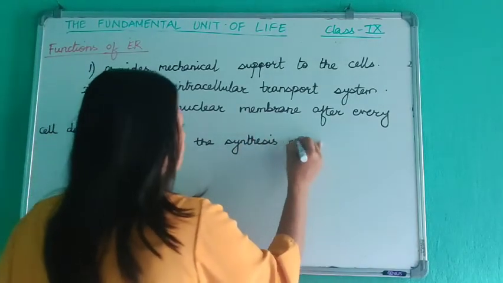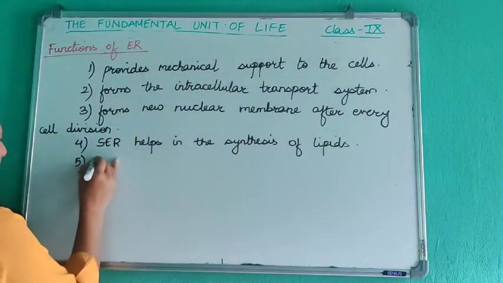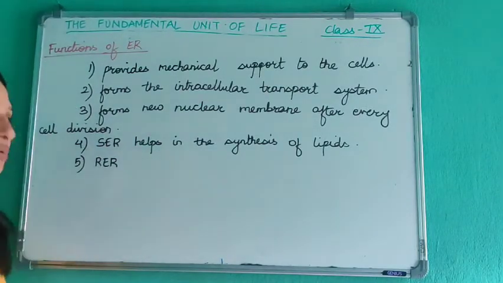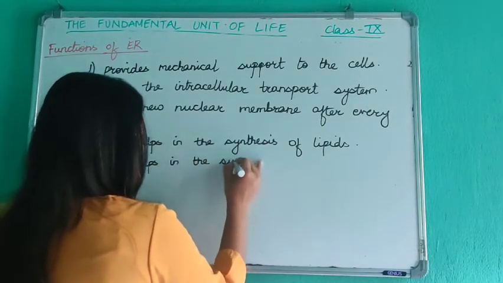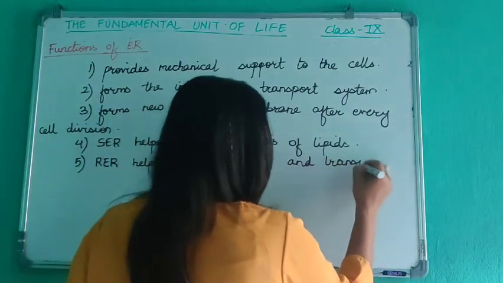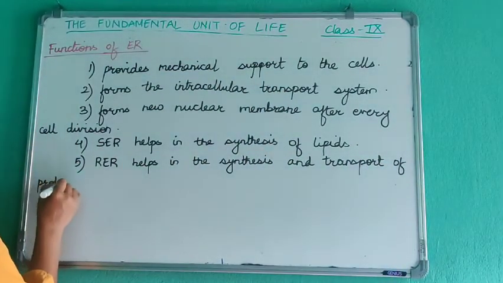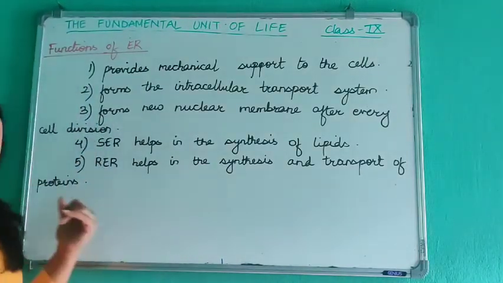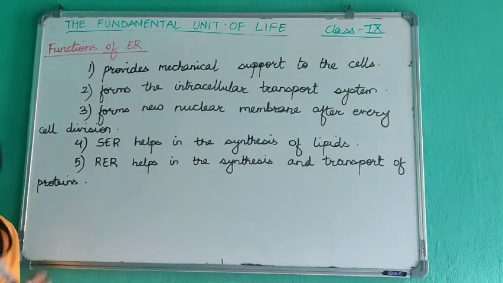we've already discussed this, helps in the synthesis of lipids. Okay, and fifth function is that rough endoplasmic reticulum, since it has ribosomes attached to its surface, it helps in the synthesis and transport of proteins. Okay, synthesis बनाउँछ पनि proteins अनि त्यसलाई transport पनि गर्छ, एक ठाउँदेखि अर्को ठाउँ लान्छ पनि, किनभने उसको भित्र फ्लुइड हुन्छ त्यसले नै ट्रान्सपोर्ट गराउँछ. Okay, this is all about endoplasmic reticulum.